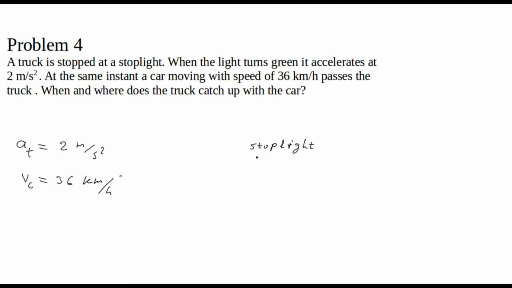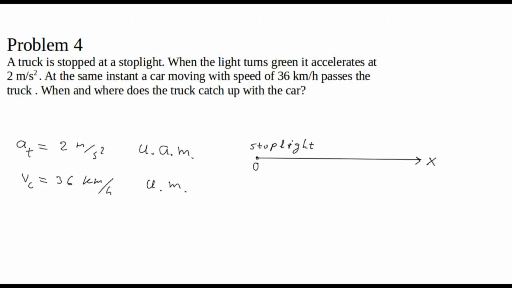Here you can see that the motion of the truck is uniformly accelerated motion, but the motion of the car is a uniform motion, and both of them are moving on a straight line, where you can define an x-axis with origin at the stoplight. This is the x-axis, and this is its origin.